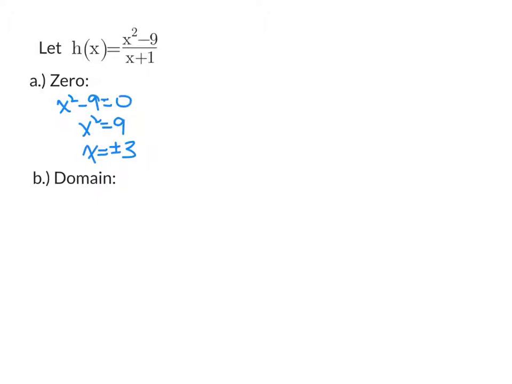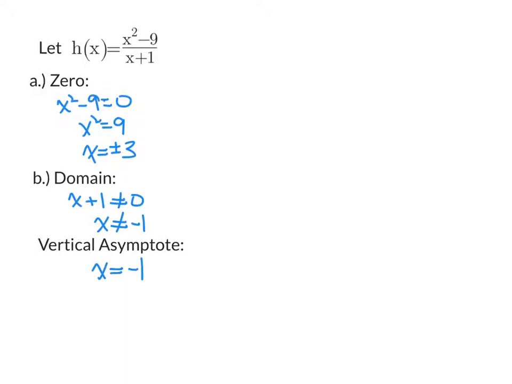Next, we want to take a look at the domain, and what we have to worry about with any rational function is that the denominator, x plus 1, cannot equal 0. So that's going to mean that x cannot equal negative 1. And we'll have a vertical asymptote at x equals negative 1.